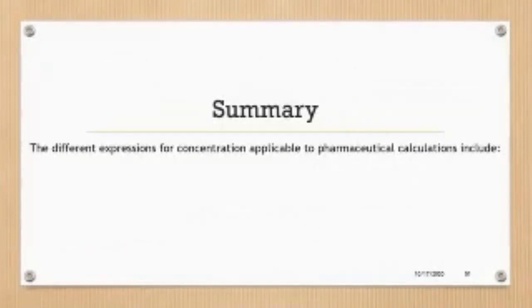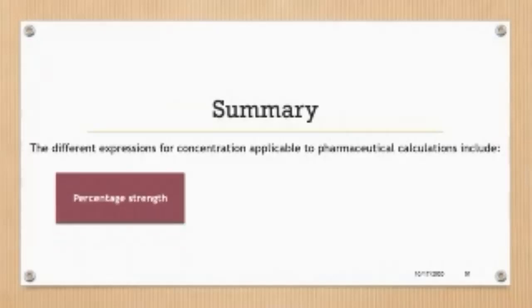So we have come to the end of the lesson, and we have learned that there are different expressions for concentration applicable to pharmaceutical calculations, and these include, 1, percentage strength, which speaks to the amount per 100 parts. That amount can be in terms of weight in volume, grams in 100 mils, in terms of volume in volume, the amount of mils per 100 mils, and in terms of weight in weight, it can be grams in every 100 grams of a substance.